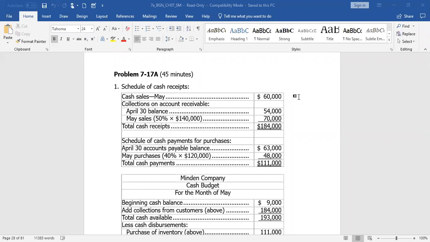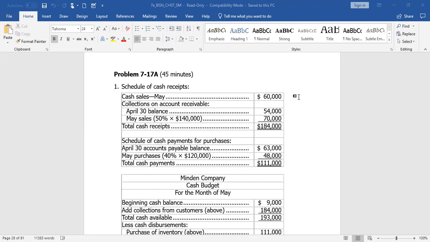The company is in the process of preparing a budget for May and has assembled the following data in A through G. We are required to prepare a cash budget for May using that information, including a schedule of expected cash collections from sales and cash disbursements for purchasing merchandise.